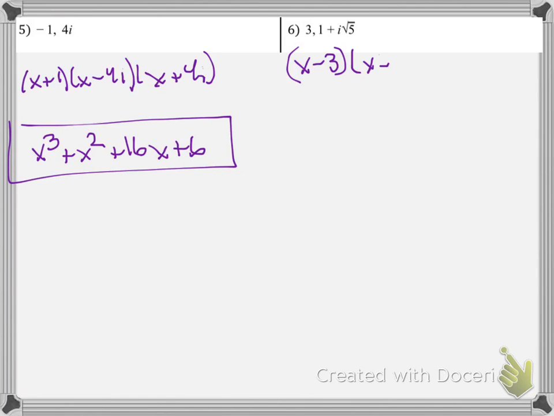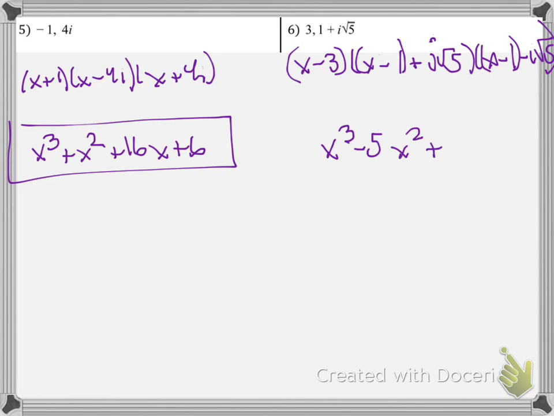minus 1 plus i root 5 times x minus 1 minus i root 5. Okay, so that's number one, how you would set it up with the parentheses, then regroup and everything else. This final answer would be x cubed minus 5x squared plus 12x minus 18.